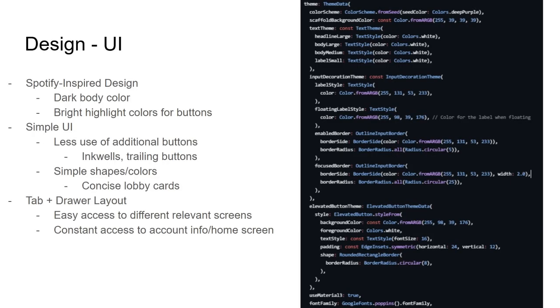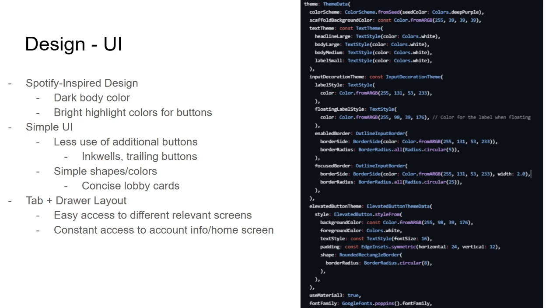So for our design and UI, we decided to have the design mainly inspired by Spotify, given that this app is primarily built on the Spotify API, and it serves as a music player. We opted to follow similar design choices, mainly being a majority dark body color. On Spotify, most of the background and most of the screen is just black, and we also kept the bright highlights for important features such as buttons.